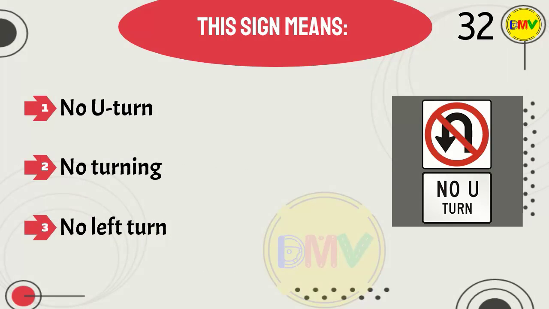Question 32. This sign means: 1. No U-turn. 2. No turning. 3. No left turn.